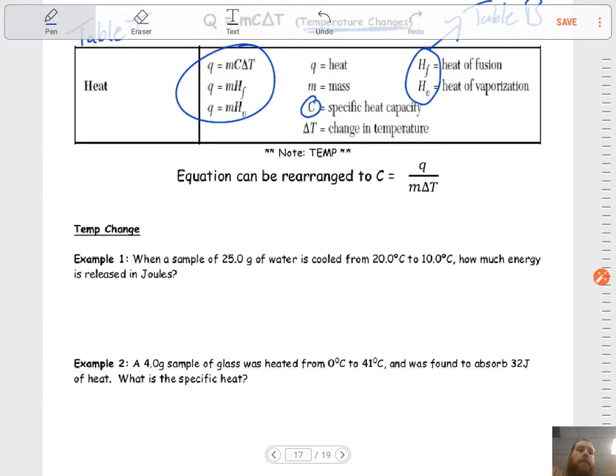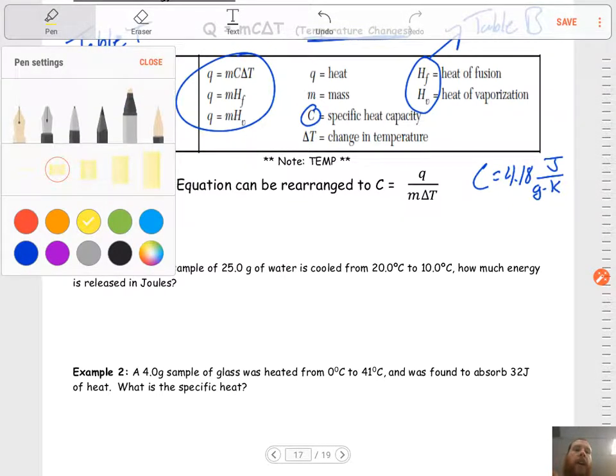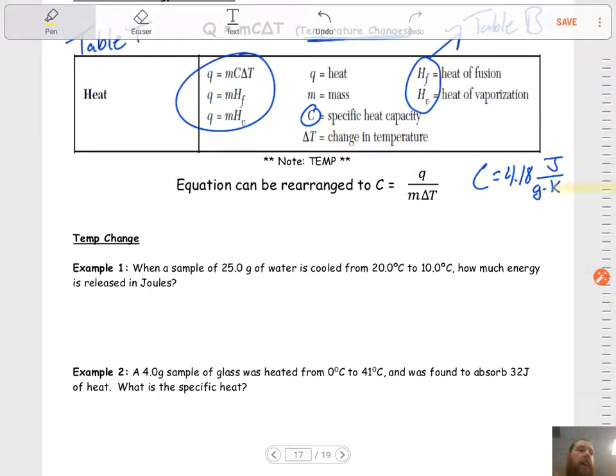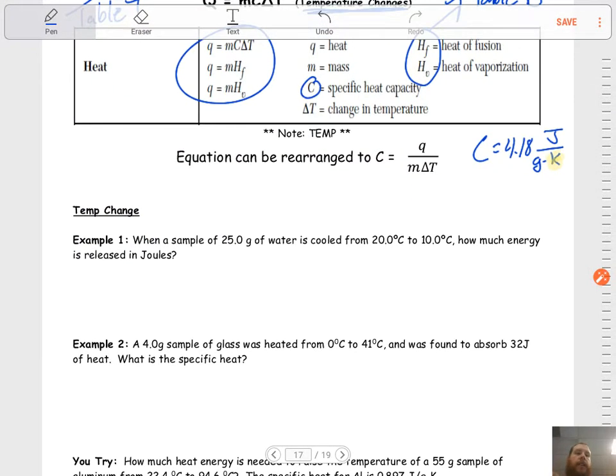Note that if you look on Table B, for our value of C, the specific heat capacity of water, our unit is 4.18 joules per gram times Kelvin. Because of Kelvin being in our unit, we have to make sure that our temperature values are converted to Kelvin. It's a little bit extra work, but it's still not bad because you have that conversion factor between Celsius and Kelvin on Table T as well.